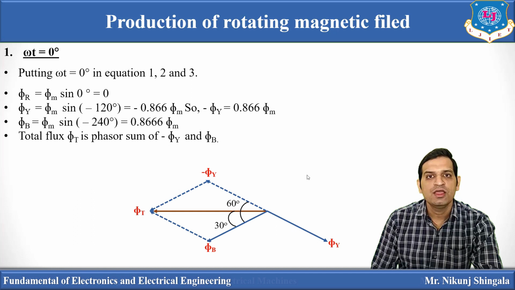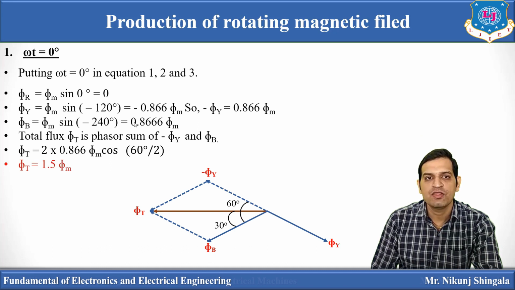Now we can find the value of the resultant phasor, that is phi t, the resultant flux, using the equation phi t is equal to 2 times the magnitude of one side, that is 0.866 phi m, into cos 60 by 2. So that value is phi t is equal to 1.5 phi m. This is the value of the total flux at the instant omega t is equal to 0 degree.